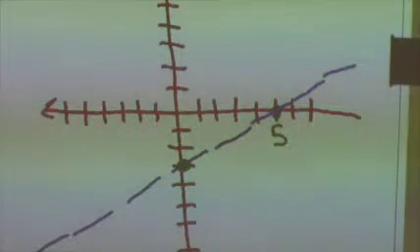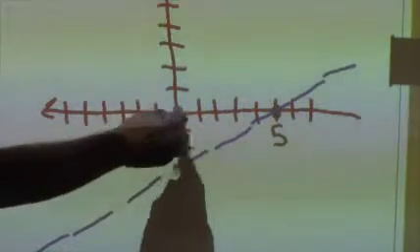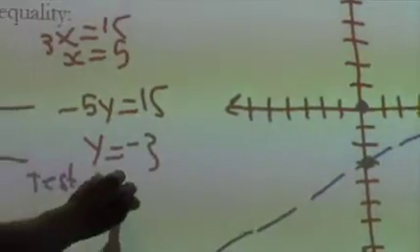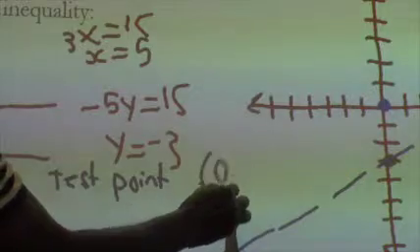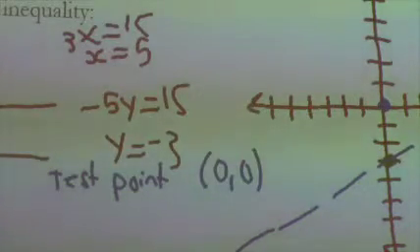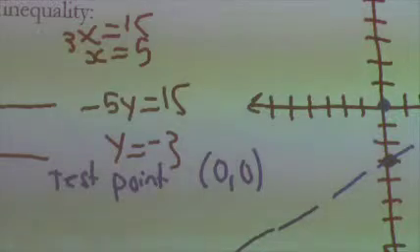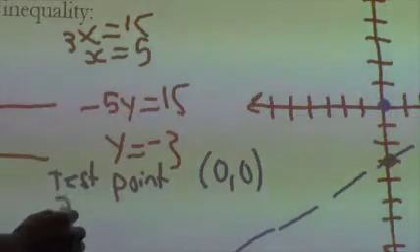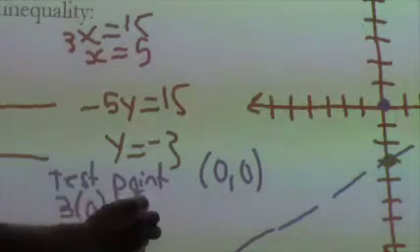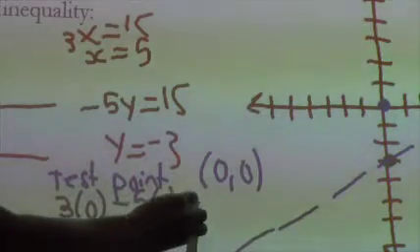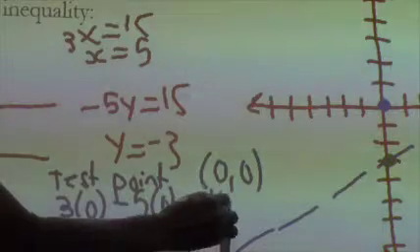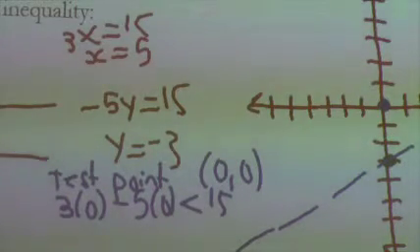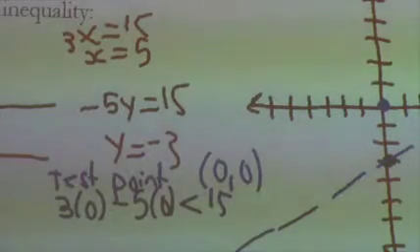Let's take a test point again. I'm going to do this fairly easy. Can I use 0, 0 here? Yes, I can. So my test point is 0, 0. When I substitute 0, 0 here, I'm doing 3 times my x, which is 0, minus 5 times my y, which is 0. I want to know whether this result will be less than 15. Well, 3 times 0 is 0, 5 times 0 is 0, 0 minus 0 is 0. So I have 0 is less than 15.